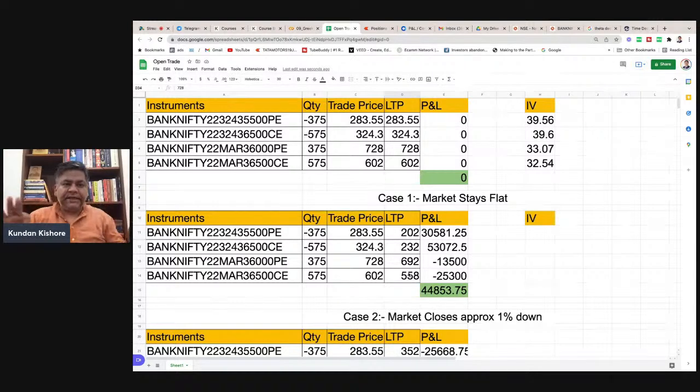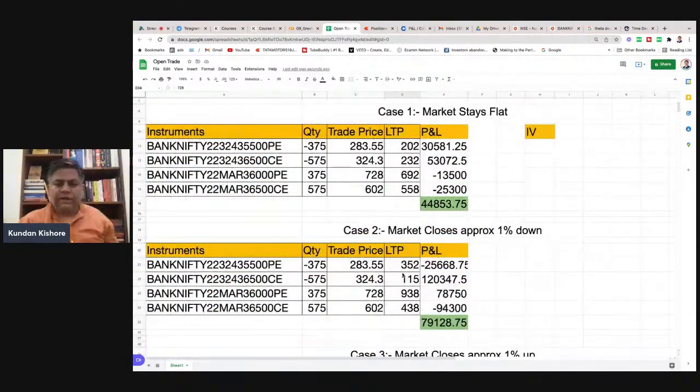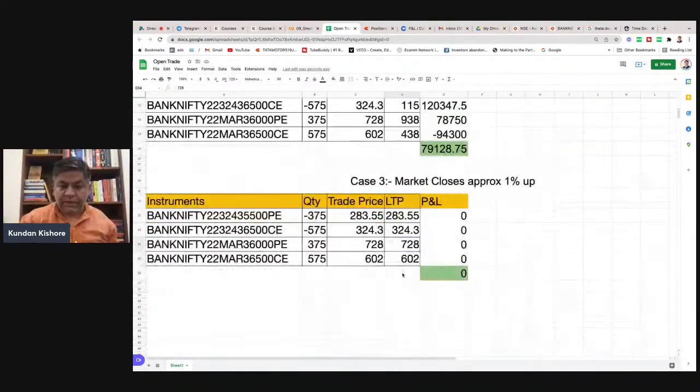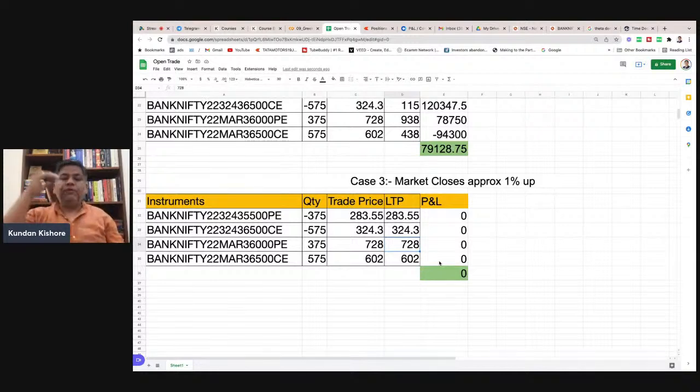So three possibilities can happen, and if we give them all 33% weightage, then you can see that in two scenarios we are going to make money, when it's going flat or when it's going 1% down. Even if it's going 1% up, we are making some money here. Then I think this is one trade you should be confident doing.